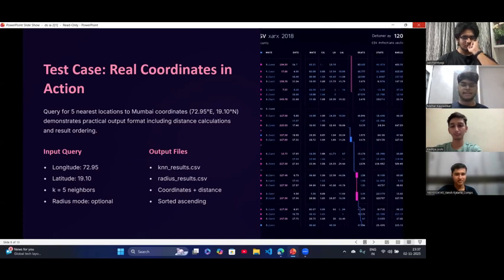Now, to show a practical example, we ran a query for real-world Mumbai coordinates, longitude 72.95 and latitude 19.10, and we asked it to find the nearest k equal to 5 neighbors. Our program correctly processed this, performed the search, and saved the output to a CSV file named knresults.csv, listing the five closest points and their exact distances, sorted from nearest to farthest.